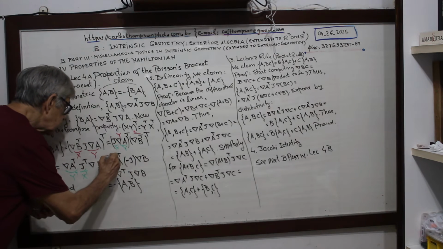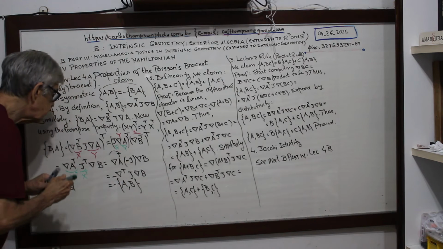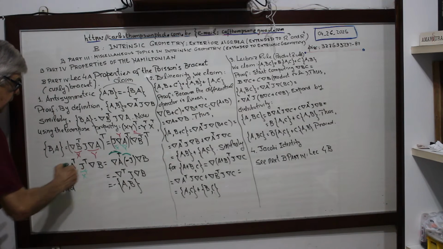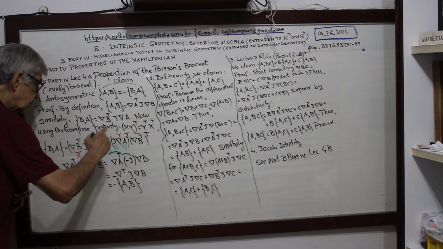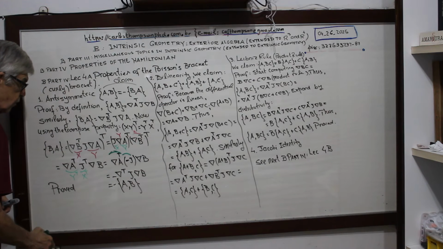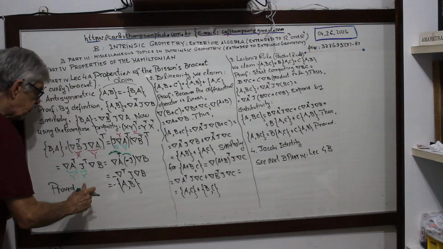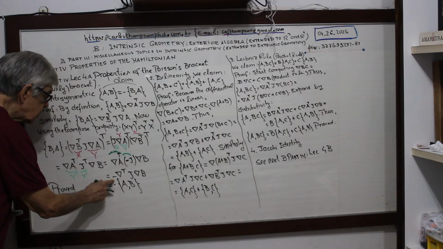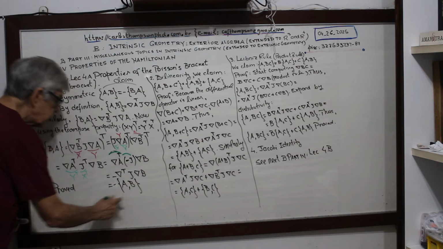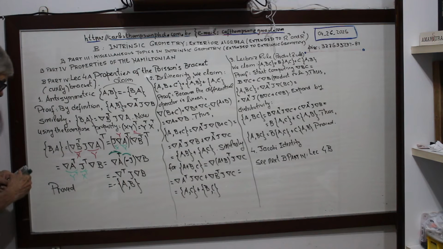So let's put the same color over here, the green one. So the transpose of J is minus J over here. That's straightforward. Then this minus comes over here. This is exactly the curly bracket of A and B. So the bracket of B, A is minus the bracket of A, B, which is proved.